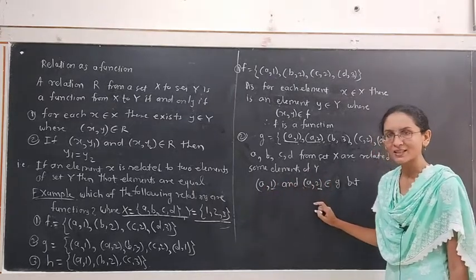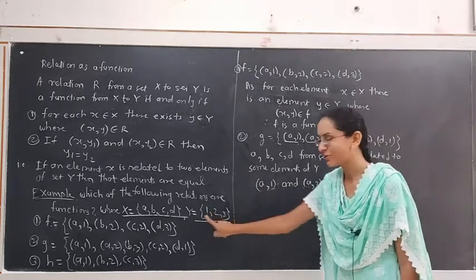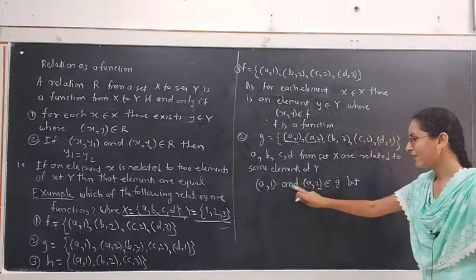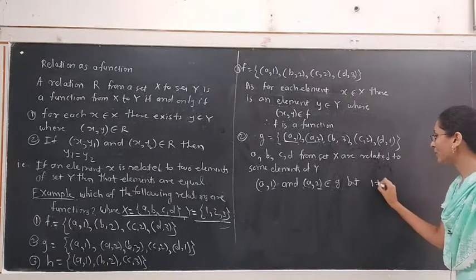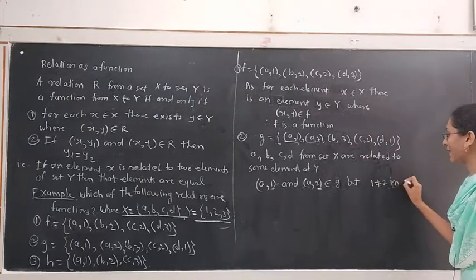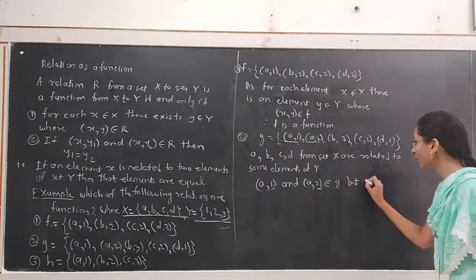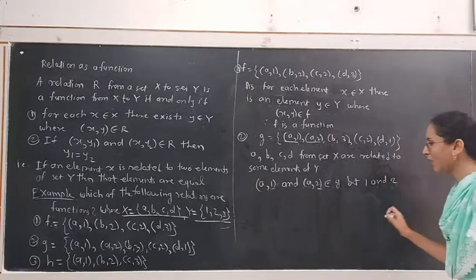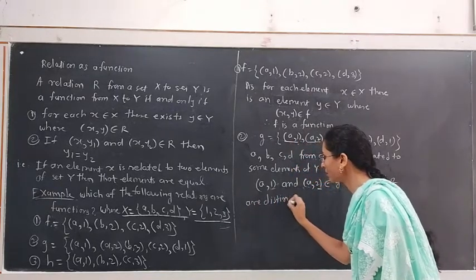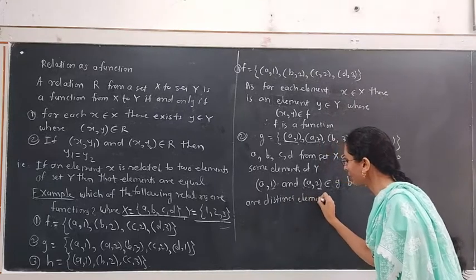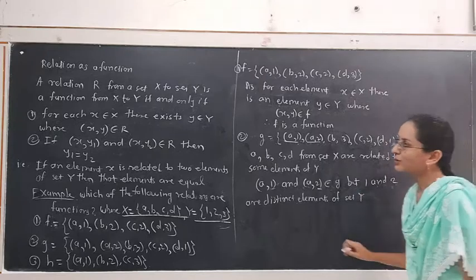But these two elements to which A is related, namely 1 and 2, are distinct elements of the set Y, as (A,1) and (A,2) belong to G, but 1 is not equal to 2 in set Y. This means 1 and 2 are distinct elements of set Y.